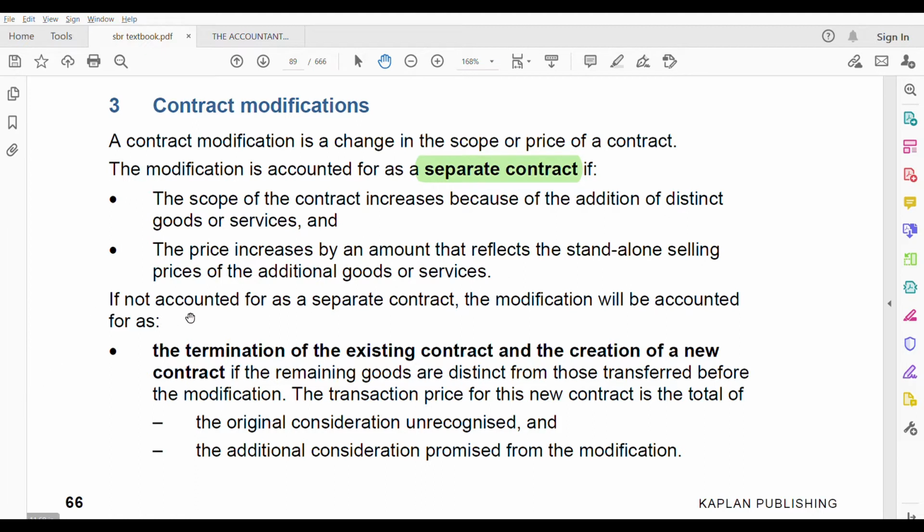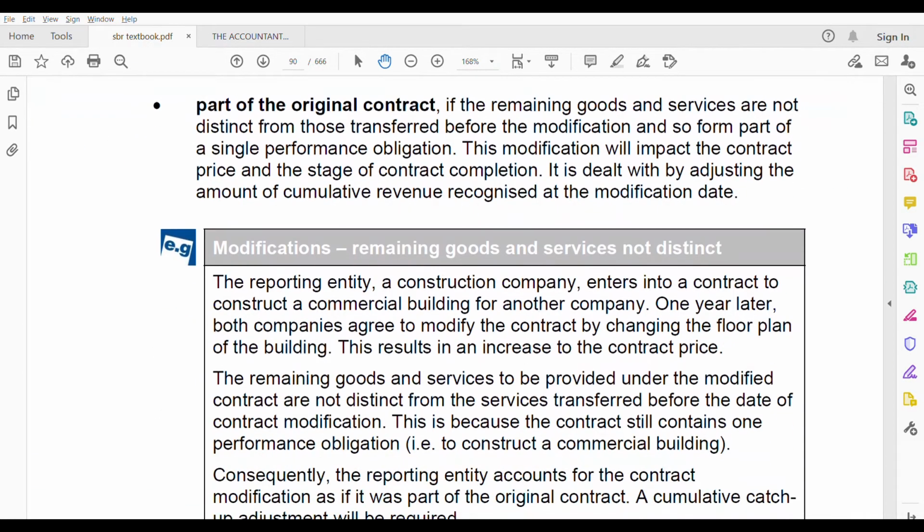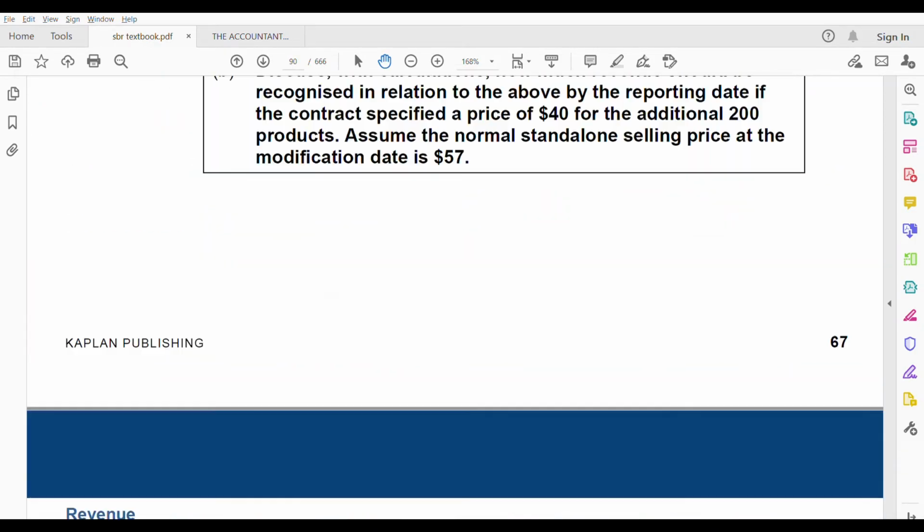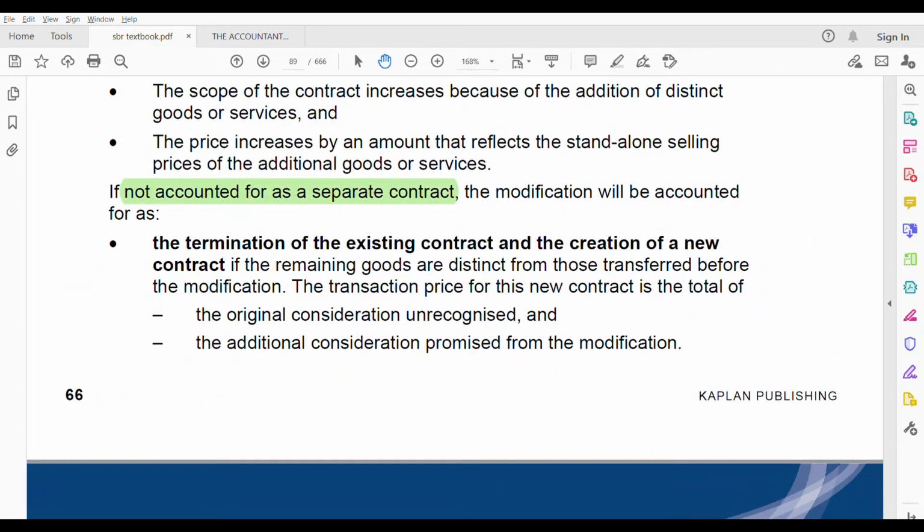If not accounted for as a separate contract, the modification will be accounted for as such. So there are two things when a contract is modified: whether it is accounted as a separate contract or not. If it is not accounted for as a separate contract, the first treatment is the termination of the existing contract and the creation of a new contract.